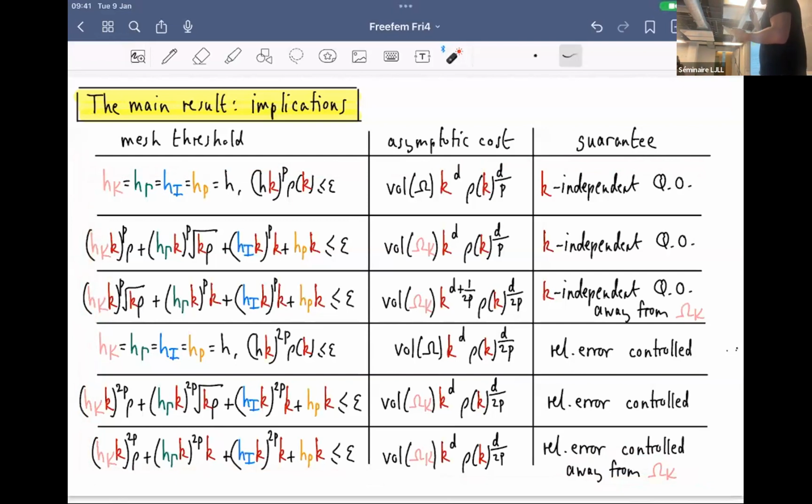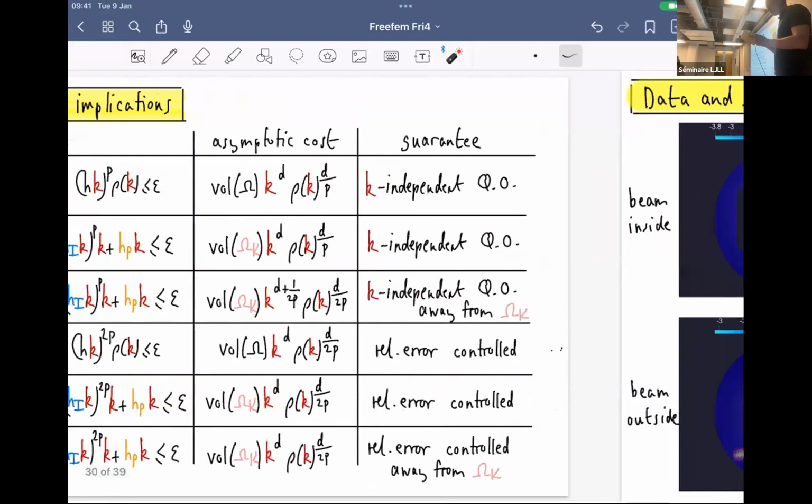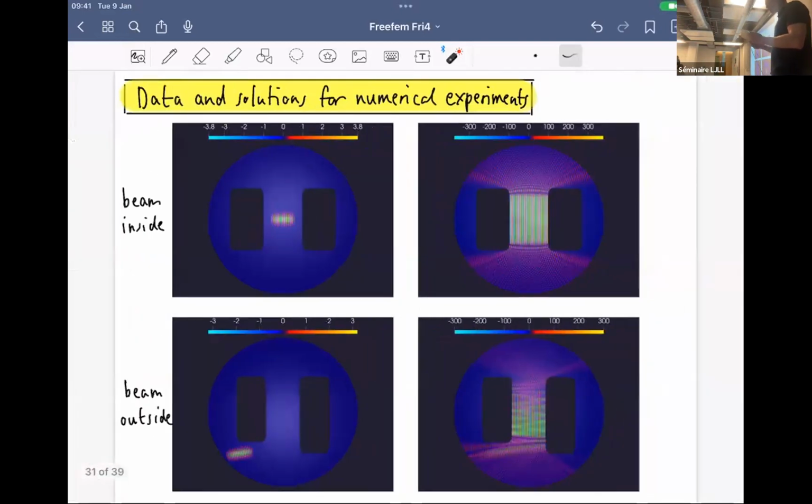Right, so I'm going to have just three slides in the numerical experiments, and then we're going to be done. So this is three sets of numerical experiments. This is the data and the solution. I've got what's called a beam inside, where I've stuck a beam here like I had before, but now I really want to activate the trapping. So I've got the beam inside going this way, and here's a representative solution.